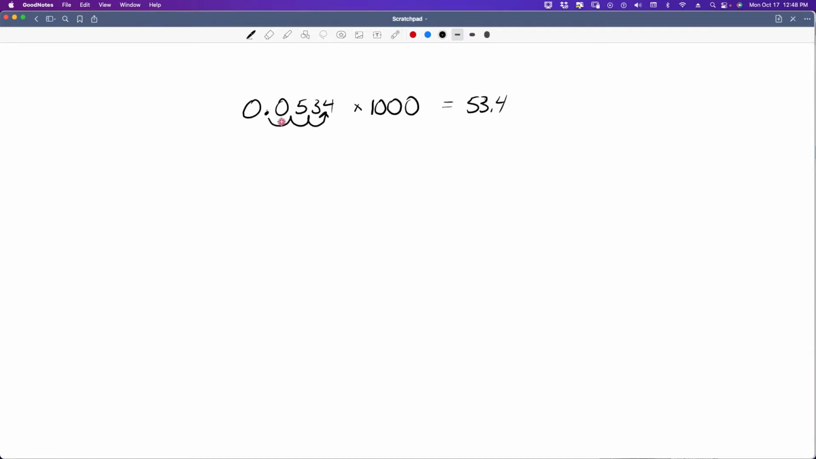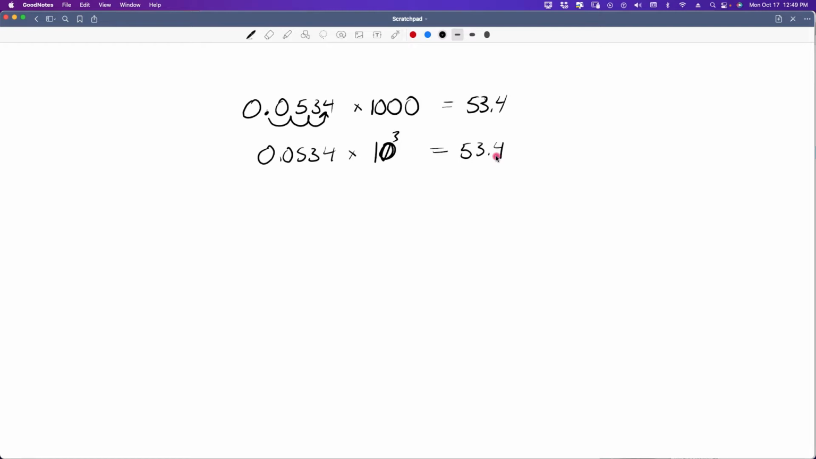And because of this, we can write 10 to the third. Because 10 to the third, that's just the number of zeros that we have. We know that 10 times 10 times 10 is equal to 1,000, right? So that means that we could write this as 0.0534 times 10 to the third, and it would still equal 53.4. We still get the same answer.